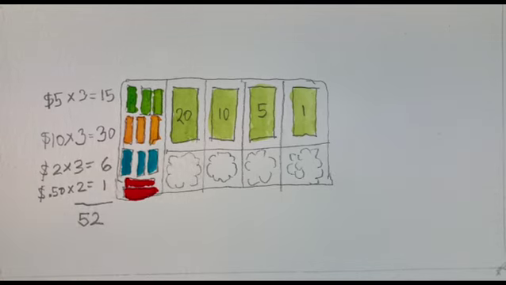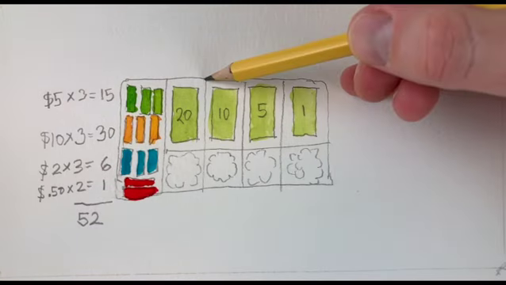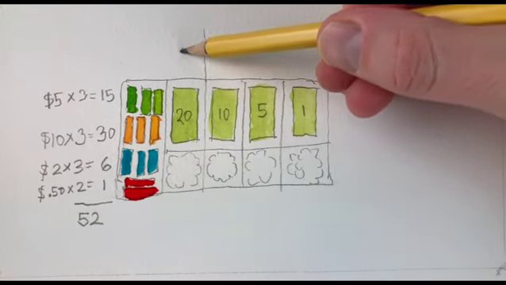Setting this section to $52 is usually how I start, because all I need to know is that I need 3 rolls of quarters, 3 rolls of nickels, 3 rolls of dimes, and 2 rolls of pennies, and I'm done.